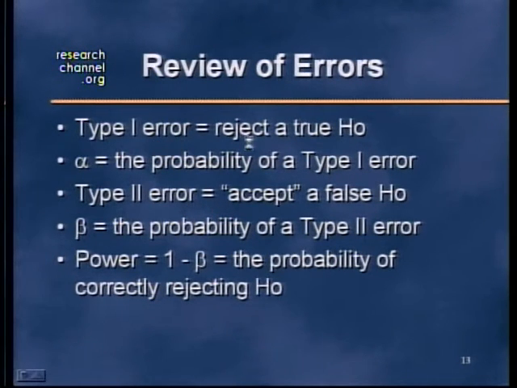Remember that a type 1 error was the probability of rejecting a true null hypothesis. Alpha is the probability of rejecting a true null hypothesis. It's the probability of a type 1 error. A type 2 error, we said, happened when we accepted a false null hypothesis. So in other words, beta is the probability of a type 2 error, and power was 1 minus beta, the probability of correctly rejecting a null hypothesis when it's false.